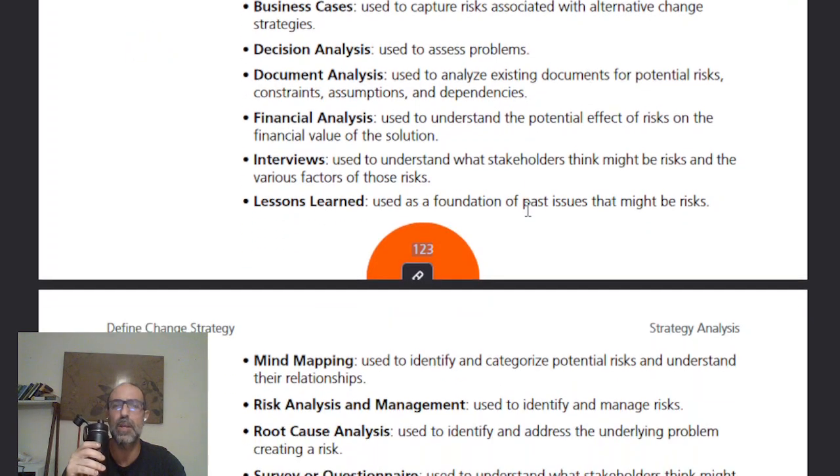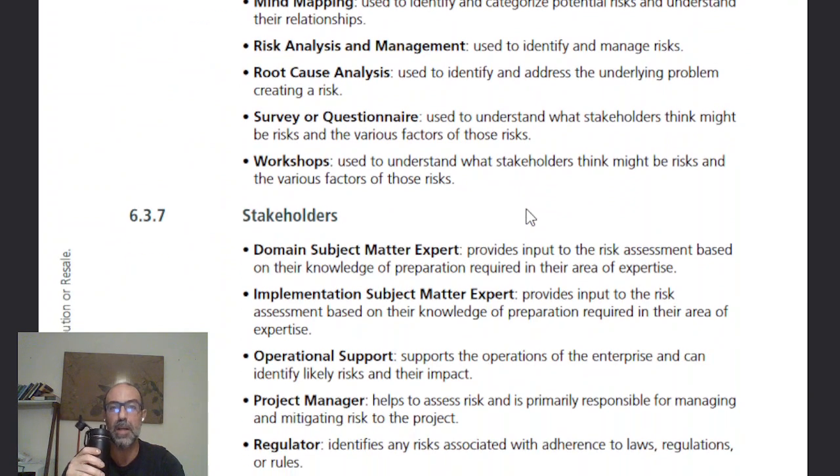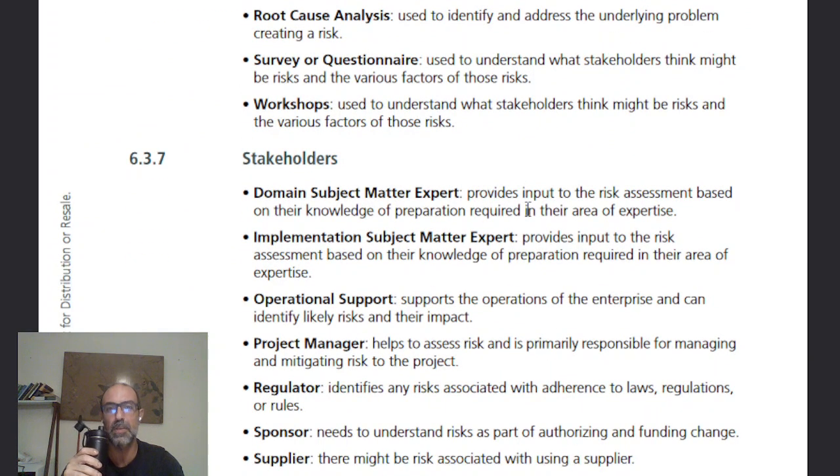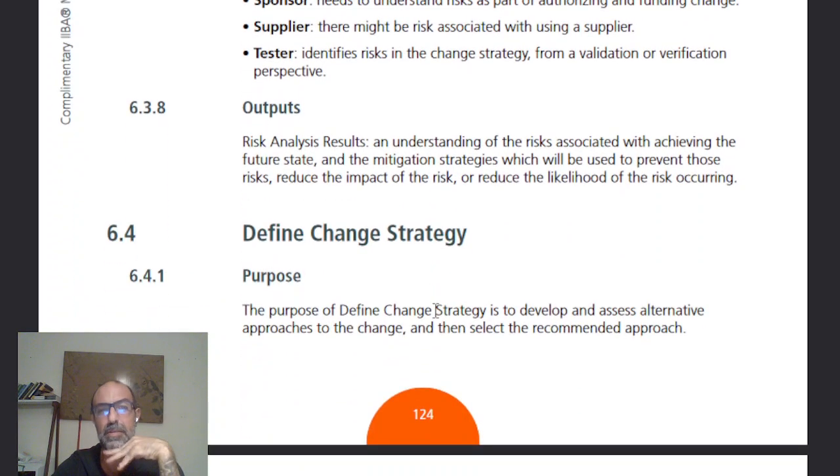And what are the techniques? Brainstorming, business cases, decision analysis, document analysis, financial analysis, interviews, lessons learned, mind mapping, risk analysis and management, root cause analysis. I like it. Root cause analysis is basically the core of why something might happen. So maybe to avoid the risk, you change your plan entirely, but you're still going to the same goal. Survey or questionnaire and workshops. And who are the stakeholders? The domain subject matter experts, implementation subject matter experts, operational support, project managers, regulators, sponsors, suppliers, and testers.